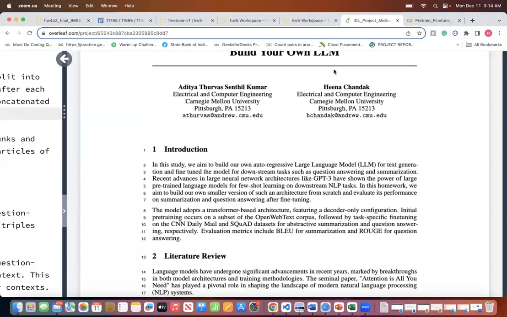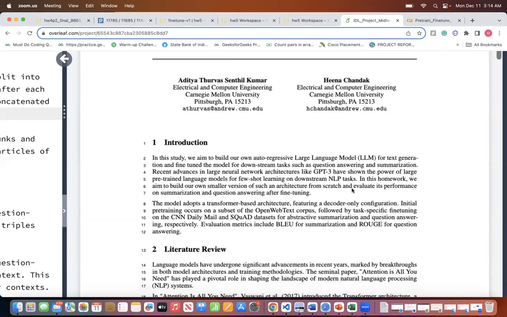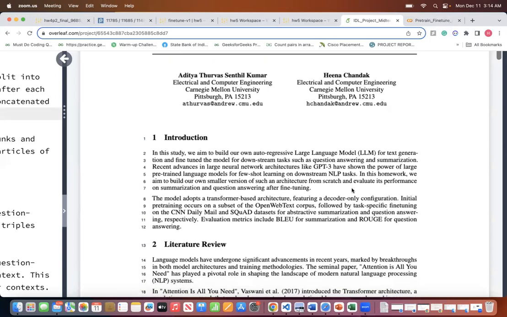Hi, I am Aditya and this is Heena, and we are presenting our homework 5, where we have built our own large language model in the style of GPT-2 for our final homework. Here we have adopted the GPT-2 model architecture with a much smaller number of parameters.